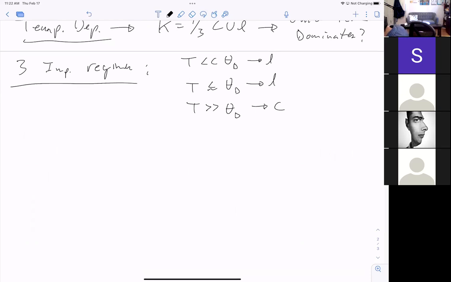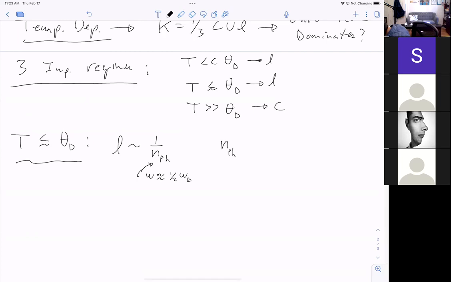So let's consider this regime, which is the one I did last time, but I'll just remind you of the result. If we're on the order of the theta Debye, then let's take a look at the mean free path in this temperature regime. So the mean free path is going to go like 1 over the density of the big phonons who have frequency on the order of 1/2 the Debye frequency, and that density is going to go as the occupation number for a phonon with 1/2 omega Debye, where that's the Bose-Einstein distribution function.